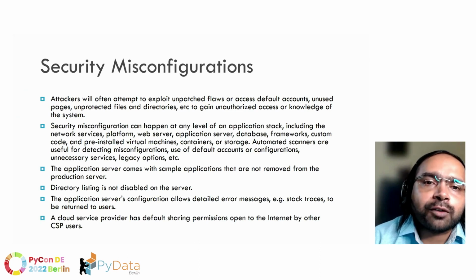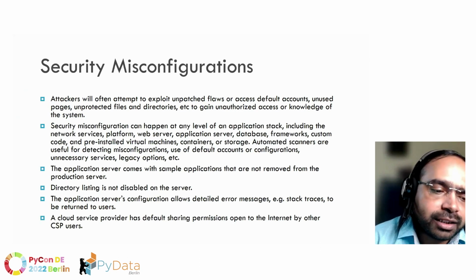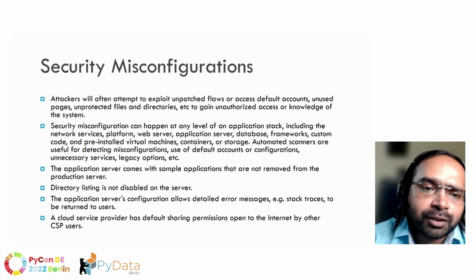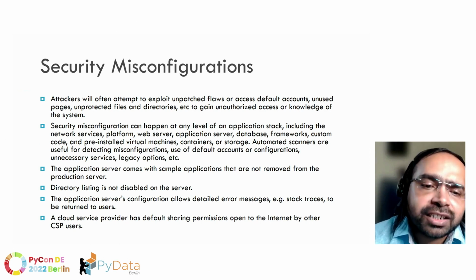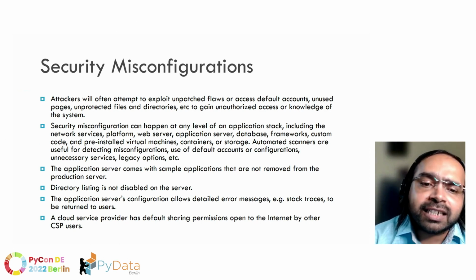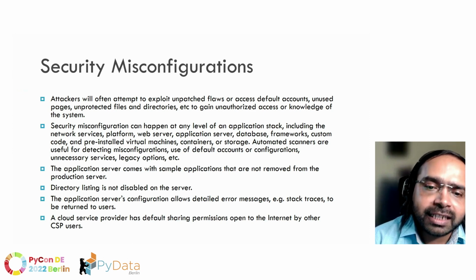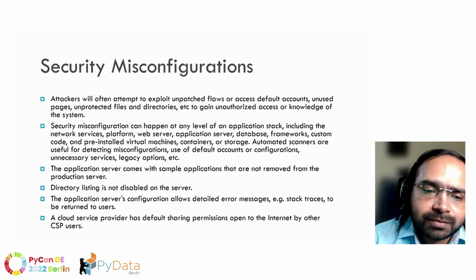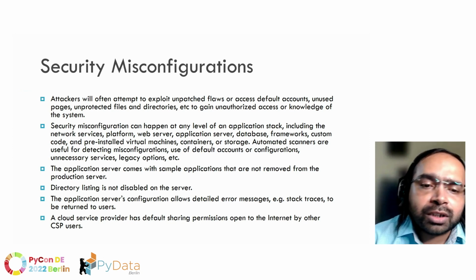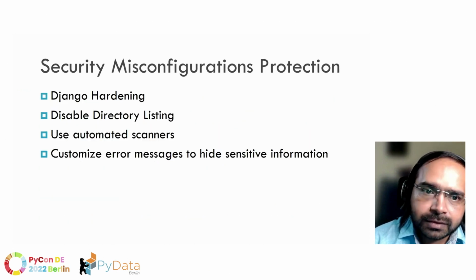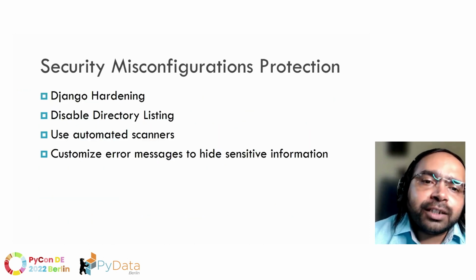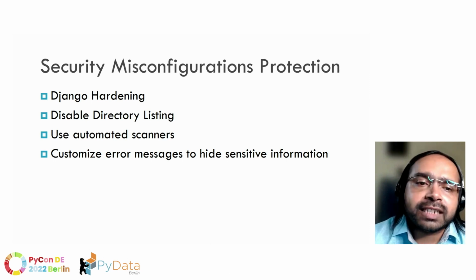The next is security misconfiguration. This is very, very important. You may write extraordinary code and your application may be totally secure, but if it is misconfigured, then no application is secure. For example, if directory listing is not disabled on the server, it gives some information to the attacker, right? If the attacker knows the directory structure, which files are stored in which folder, that's a flaw. In this case, you can use Django hardening, that is, don't use default settings.